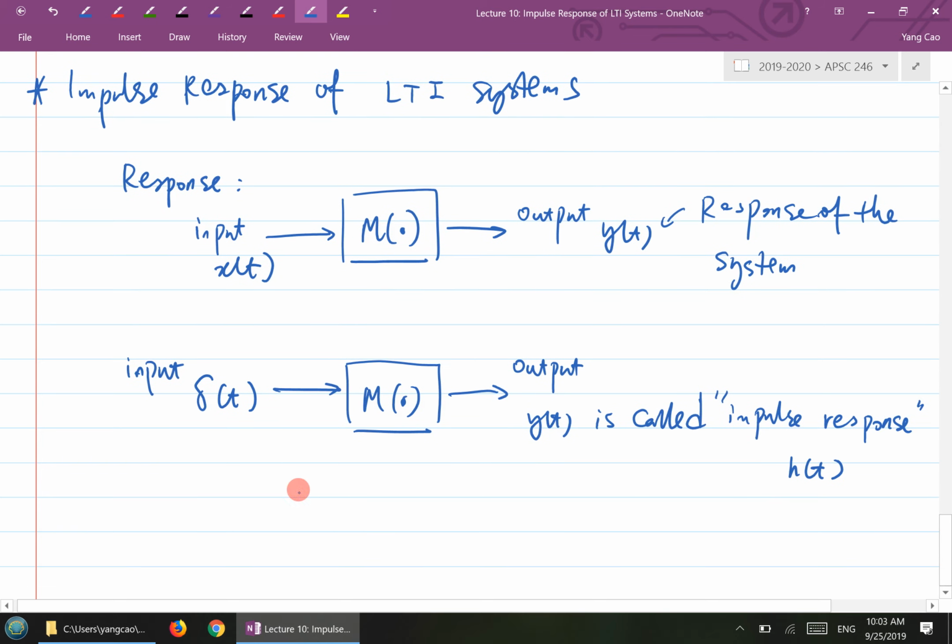So basically h of t equals M of delta of t. When your input is delta t, your output is called the impulse response. You can repeat this sentence to yourself a little bit here, because that's basically the definition of impulse response. Impulse response means when the input to the system is an impulse. That's it. Whatever the output is, it is called the impulse response.